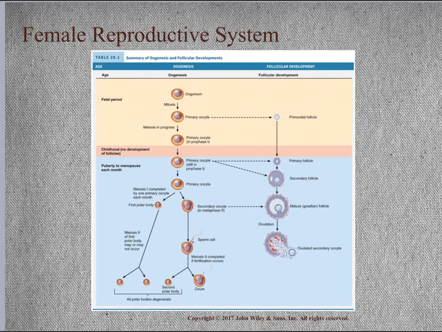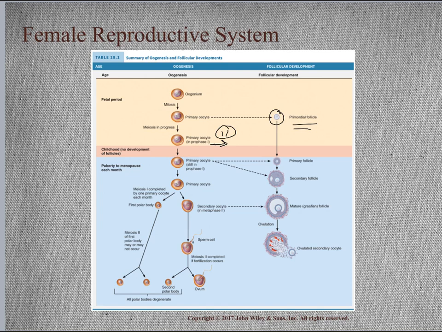Now we can overlap two processes. We look at table 28.1. We look at age compared to oogenesis compared to follicular development. So we start in the fetal period. We notice that the oogonium is turning into the primary oocyte and meiosis 1 is paused here, so we pause it in prophase 1. We now have this primordial follicle nest. These are those roughly 300,000 eggs that you're born with.